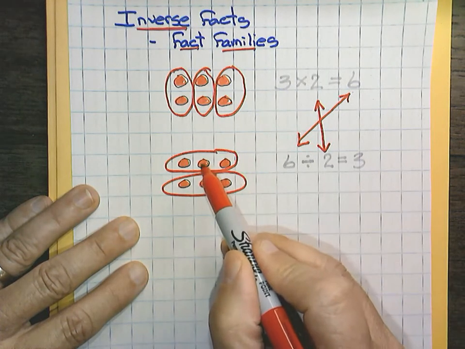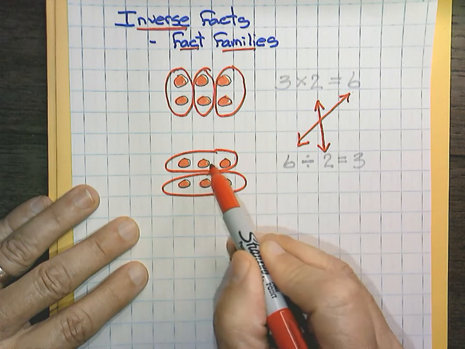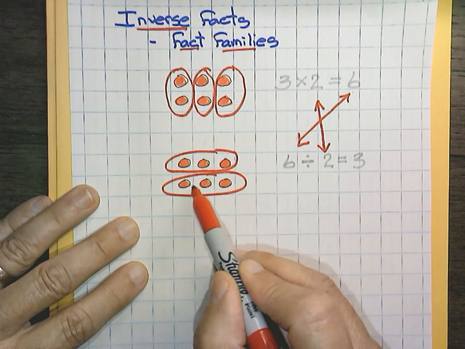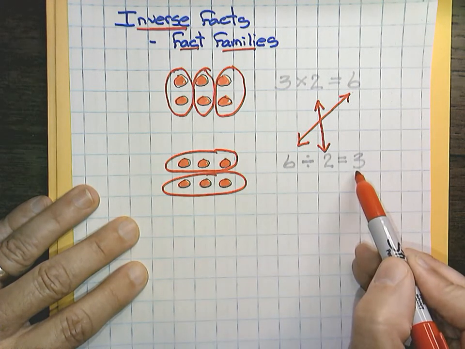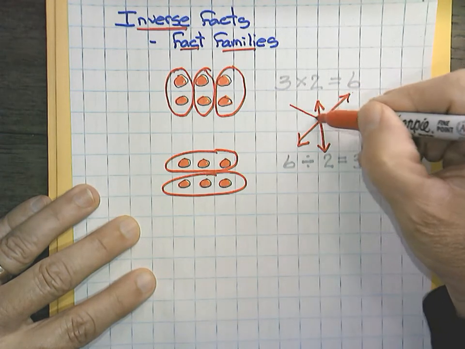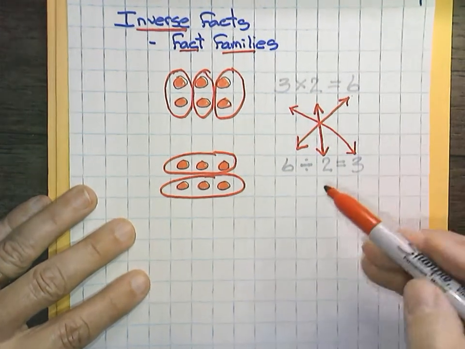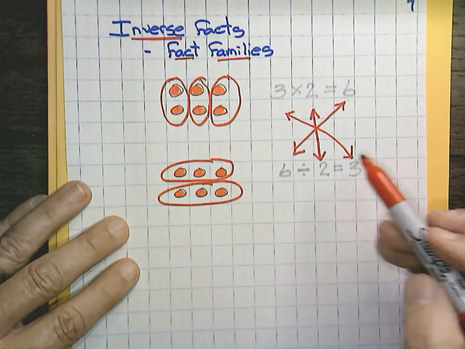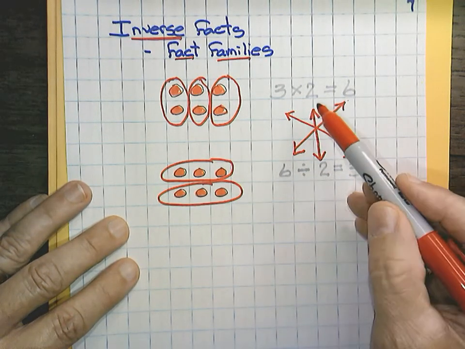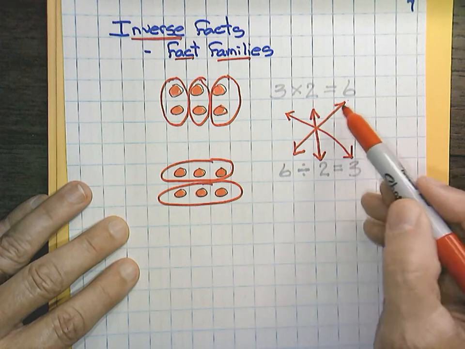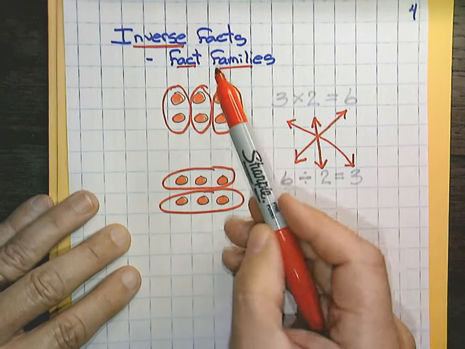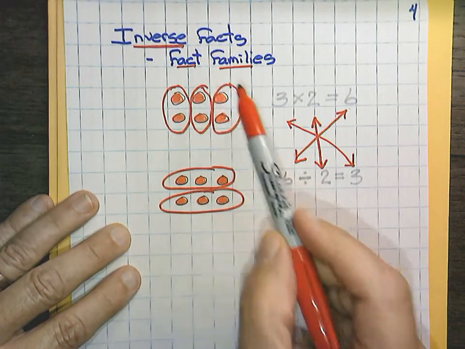Do you notice that we have how many in each group? 1, 2, 3, and 1, 2, 3. That's where we get the 3. So you notice that we are using the same 3 numbers: 6, 2, and 3, or you could write them in different orders, 3, 2, and 6, or 2, 3, and 6. And that's what we mean by inverse facts or fact families.